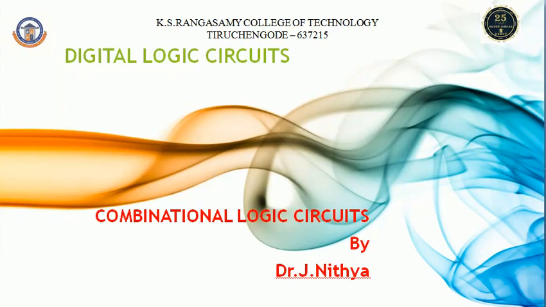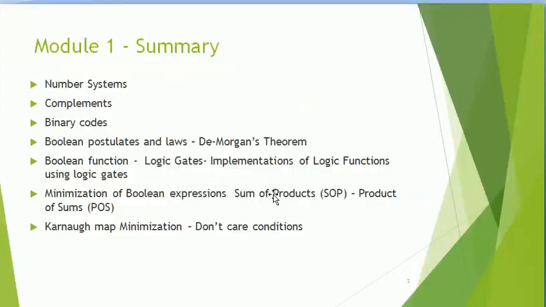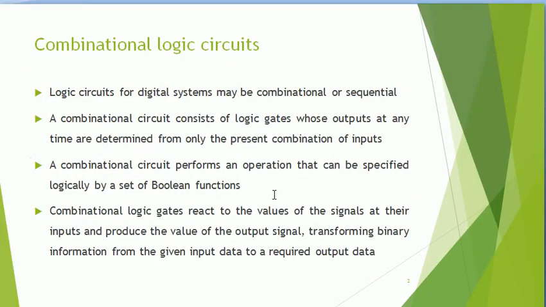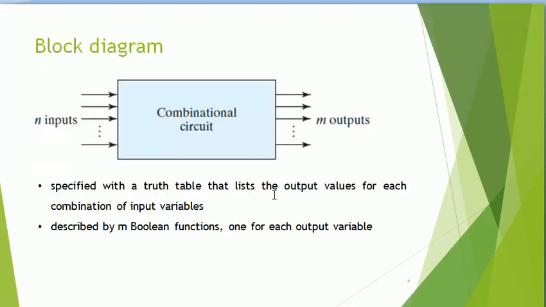The topic for discussion is combinational logic circuits. The logic circuits for digital systems can be either combinational or sequential. Any combinational circuit consists of logic gates where the output at any instant of time is determined only from the present combination of the inputs. These combinational circuits perform an operation which can be specified by means of Boolean functions. So you will have a circuit using only logic gates where the output at any instant is determined based on the combination of the inputs you are giving.